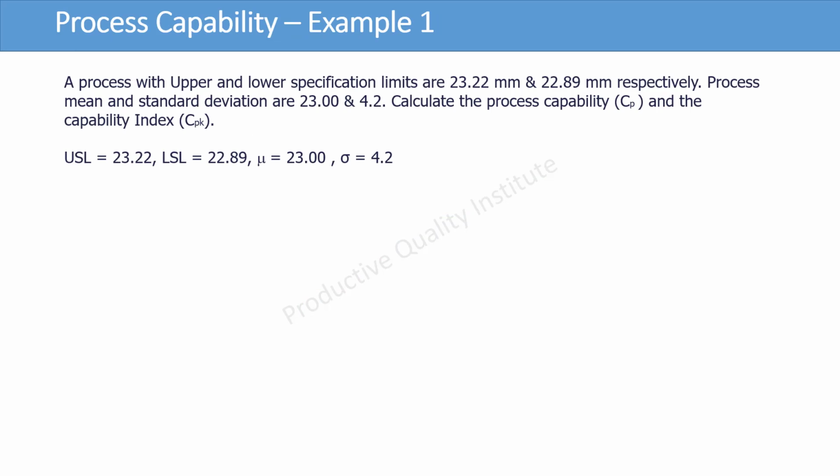A process has upper and lower specification limits of 23.22 millimeters and 22.89 millimeters respectively. Process mean and standard deviation are 23 and 4.2. Calculate the process capability, CP, and the capability index, CPK. USL is equal to 23.22, LSL is equal to 22.89, mu is equal to 23, and sigma is equal to 4.2.